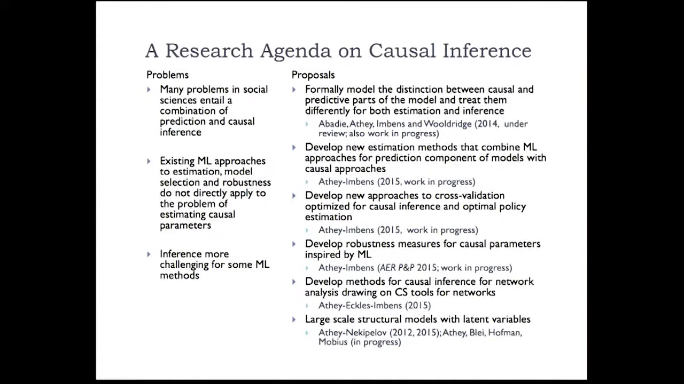So many problems in social sciences have this combination of prediction and causal inference. A lot of the existing machine learning approaches don't directly apply to estimating causal parameters, but what we're going to show is that with a little bit of modification, we can take all the machinery that we already had and apply it to causal inference. But some machine learning methods are better than others if your ultimate goal is to try to test a hypothesis.